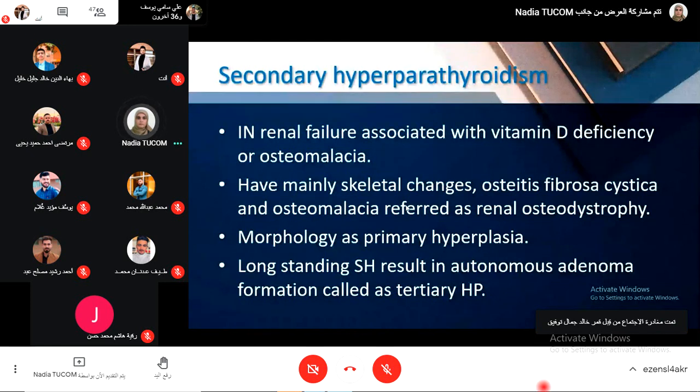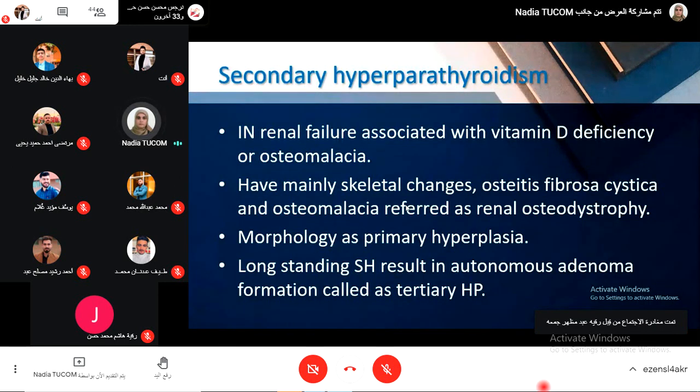This patient now has secondary hyperparathyroidism. What happens in renal failure? There is a negative feedback, right? Due to low serum calcium in the secondary type. What happens? There is low serum calcium and elevated serum phosphate. So there will be positive feedback on the parathyroid gland to secrete PTH.